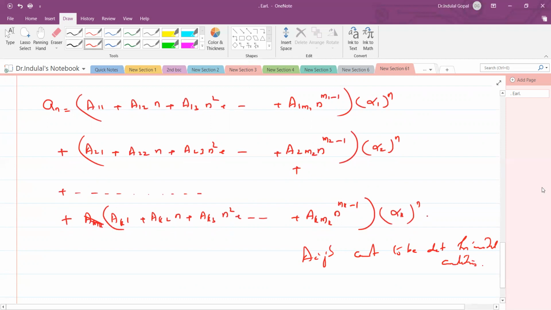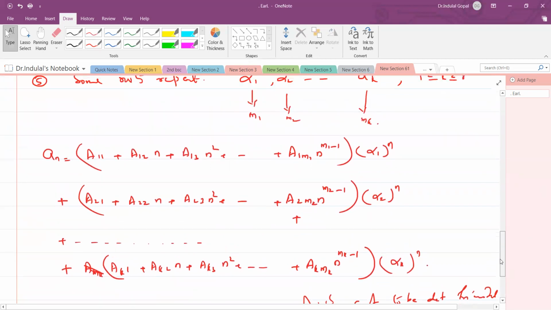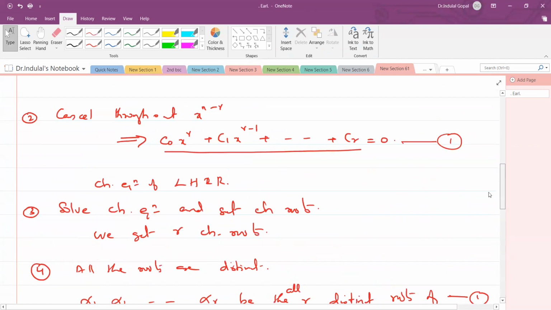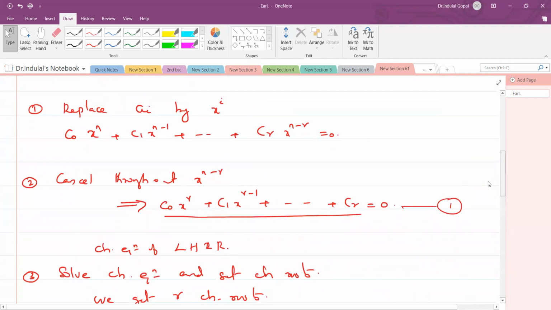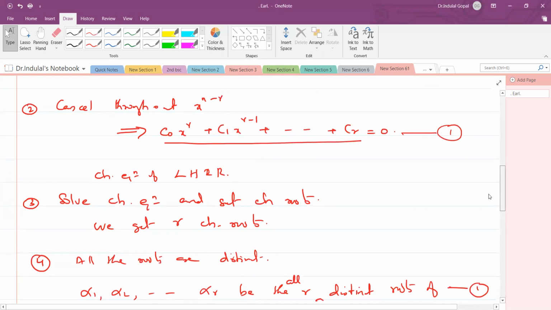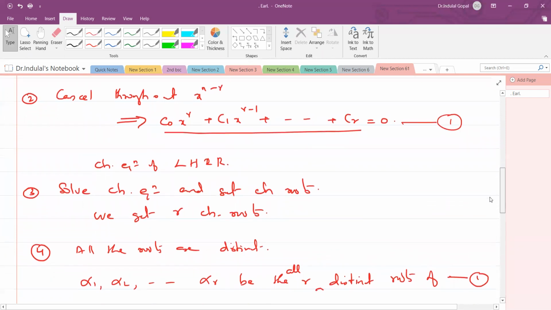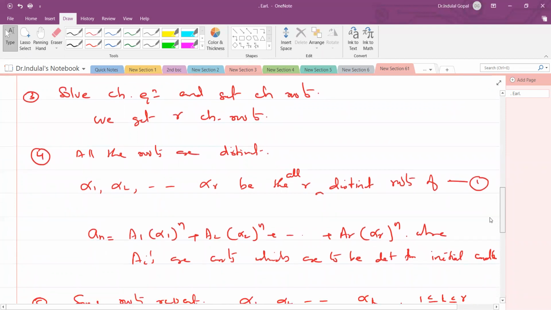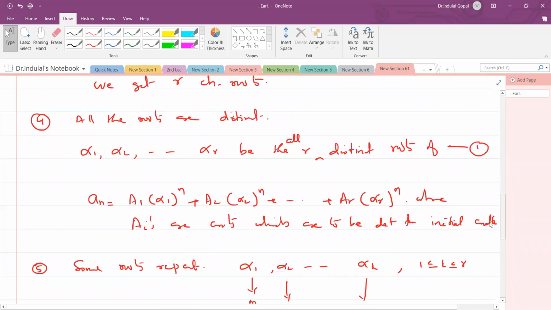So this is the general theory of solving a linear homogeneous recurrence relation. First write the linear homogeneous recurrence relation. Replace a_i by x raised to i. Cancel throughout the smallest power of x. Then solve the characteristic equation to get the characteristic roots and write the general solution depending upon the nature of these characteristic roots.